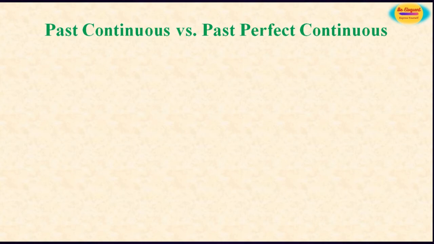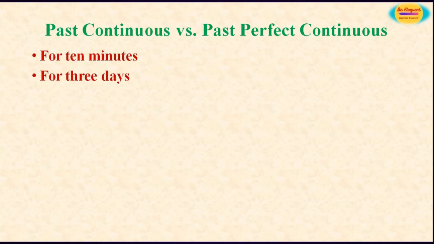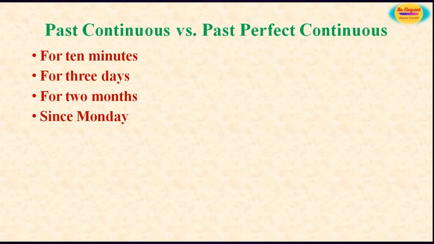Past continuous versus past perfect continuous. If you do not include a duration such as for 10 minutes, for 3 days, for 2 months, since Monday, since 2011, and so on, in such cases, many English speakers choose to use past continuous rather than past perfect continuous. Be cautious since this can change the meaning of the sentence. Past continuous emphasizes interrupted actions while past perfect continuous highlights duration of time before something in the past.